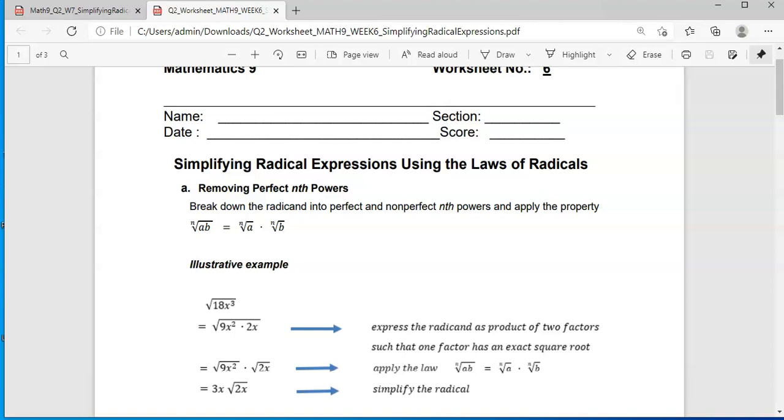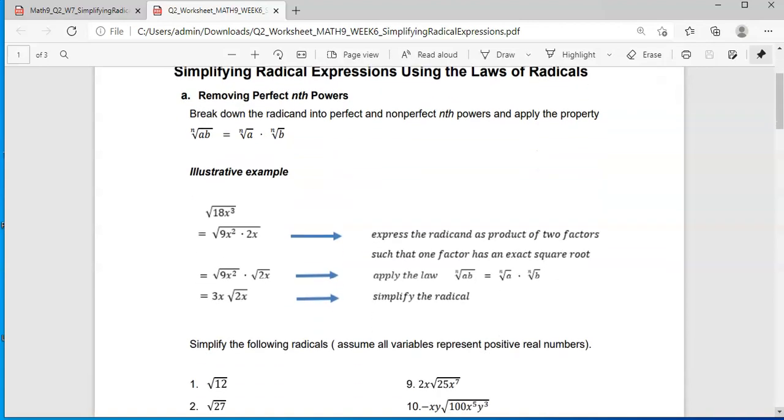So for example, to apply this letter A, for example, we have square root of 18x cubed. So first ang kailangan natin gawin is i-factor muna natin yung 18. Kailangan maghanap tayo ng perfect root sa factor ng 18, which is, so meron tayong 9 and 2. So ang perfect root natin is 9. Same as x cubed, hanapan natin ng perfect root. So ang pwede doon ay x squared. So yung natirang variable ilalagay natin sa kanan. So we will have square root of 9x squared times 2x.